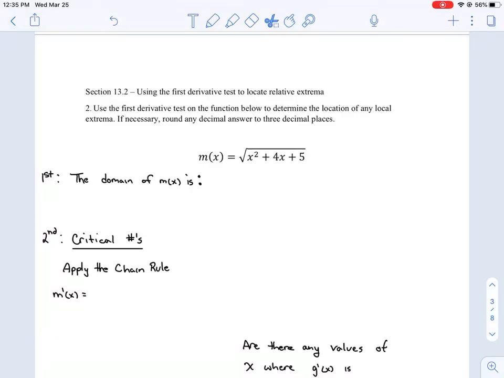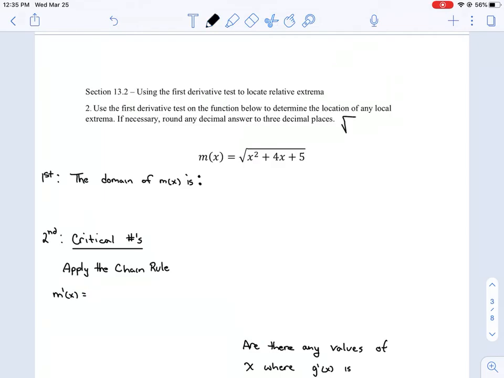Alrighty class, in this video I'll be doing the second example in section 13.2. It says use the first derivative test on the function below to determine the location of any local extrema. If necessary, round any decimal answers to 3 decimal places. And before we begin, of course, we have to find the domain of m of x.